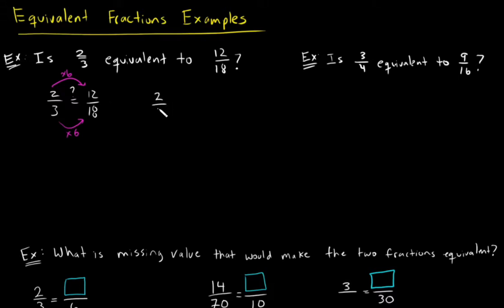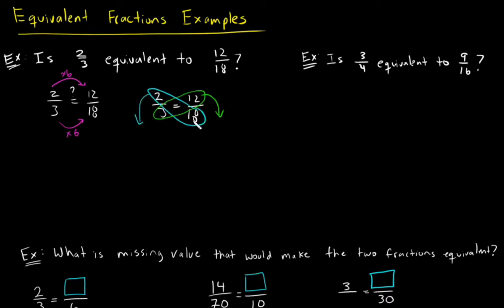So 2/3, 12/18. You create, this only works with proportions when you have a fraction equal to another fraction. So you circle two other items. The things that you circle are things that you're going to multiply. The same thing here.